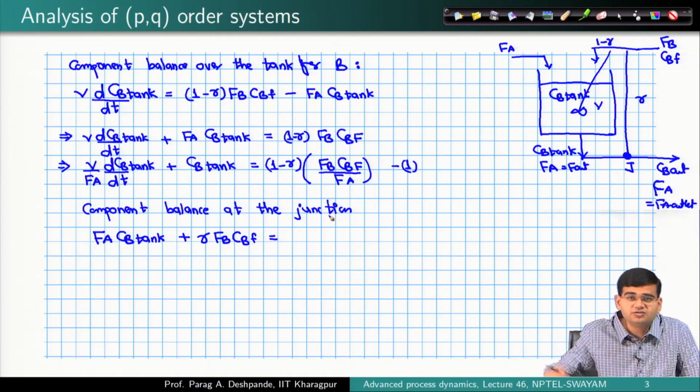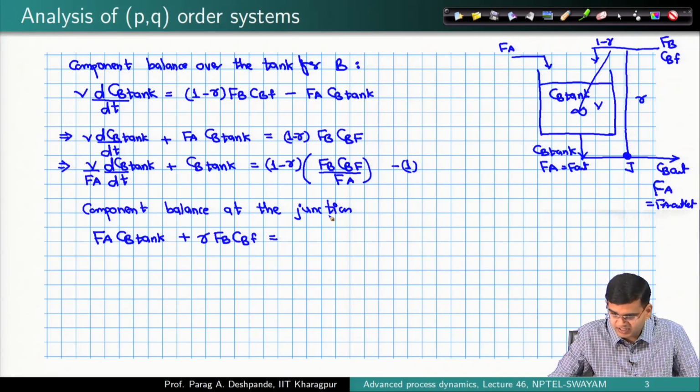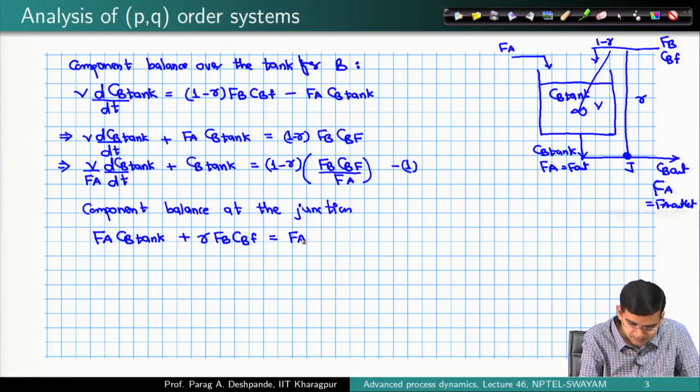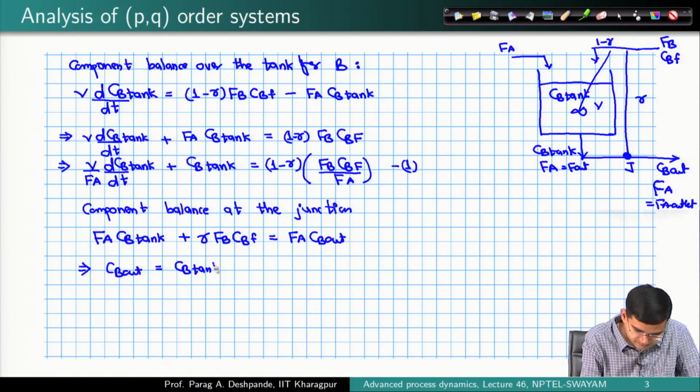and this must be equal to the outlet, what is going on at the outlet, and at the outlet F_A outlet is equal to F_A. So, I can write this as F_A multiplied by C_B,out, from where I can write C_B,out is equal to C_B,tank plus R multiplied by F_B C_B,feed divided by F_A, equation number 2.